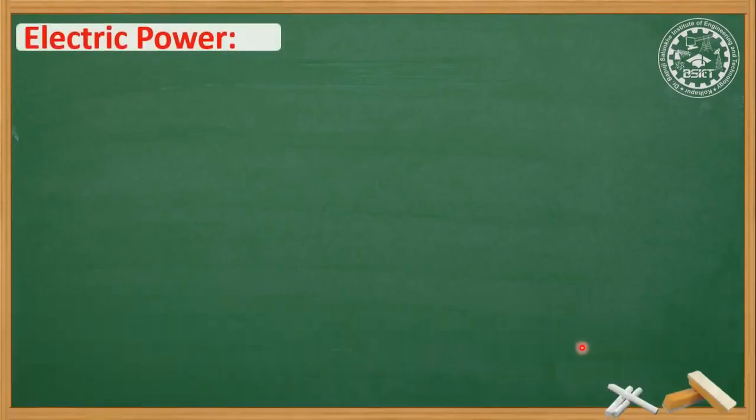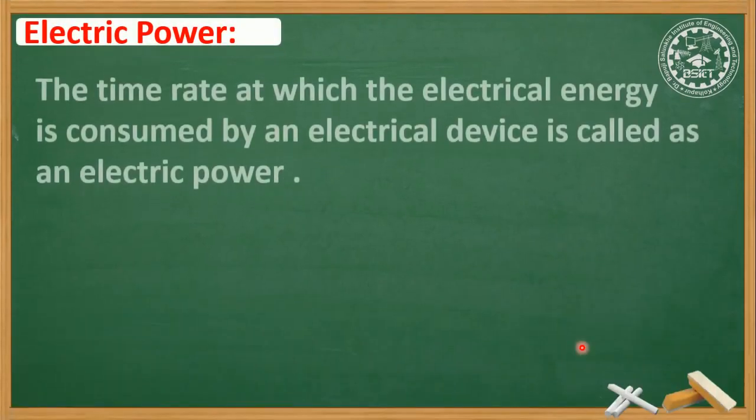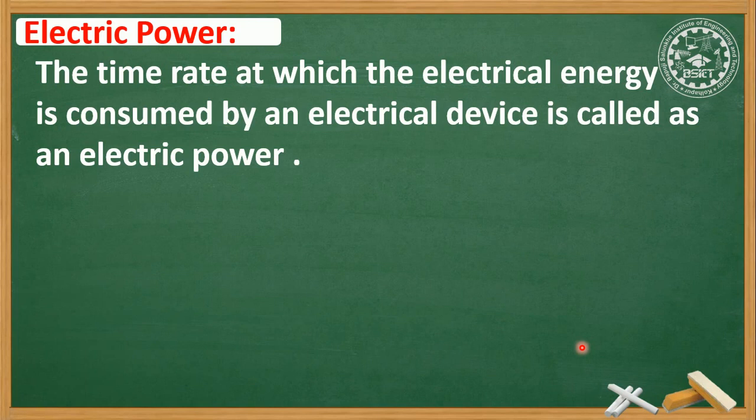Now, electric power. The time rate at which the electrical energy is consumed by an electrical device is called electric power. See, the time rate at which the electrical energy is consumed by an electric device.